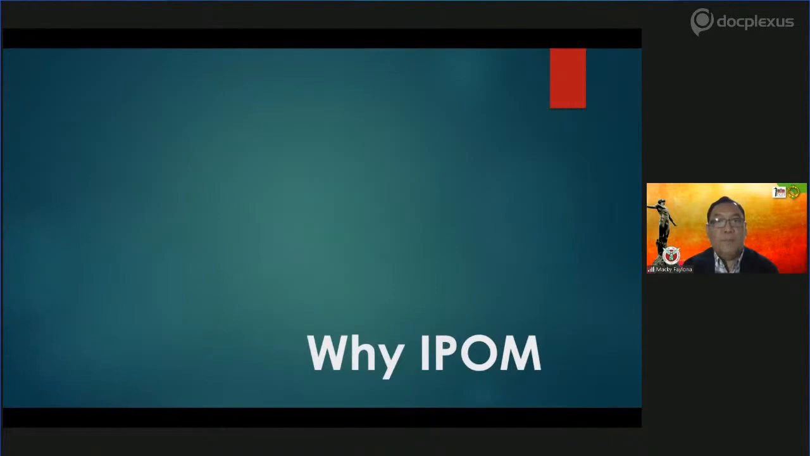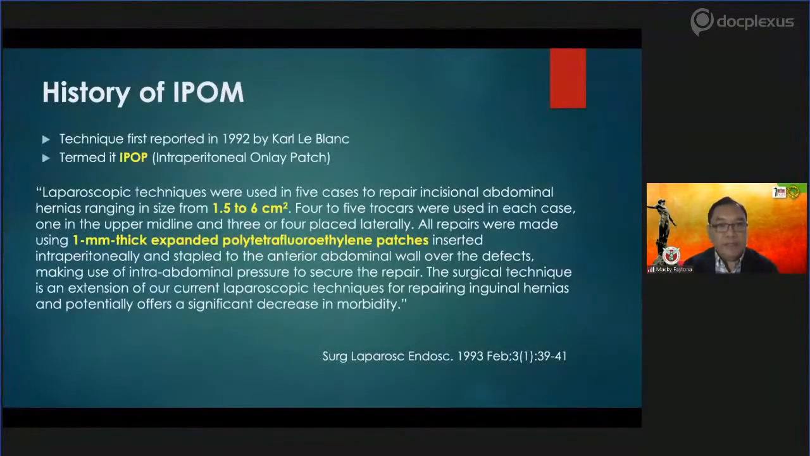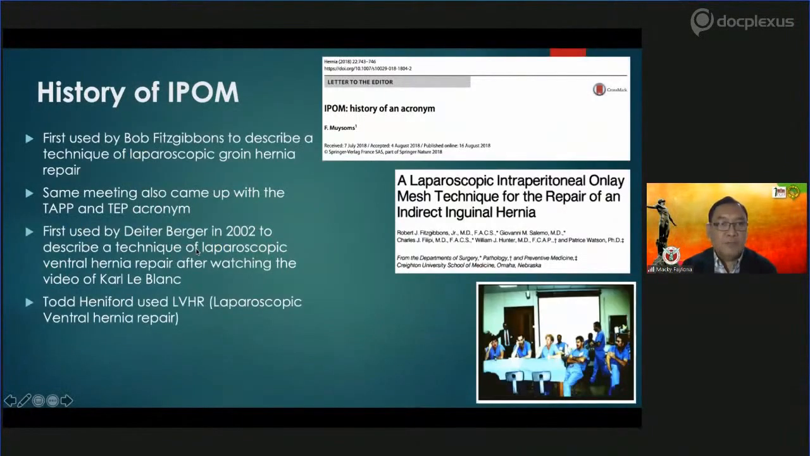So why IPOM? A bit of history. The technique was first reported by Karl LeBlanc in 1992, but he did not term it IPOM. He was actually thinking of the term IPOM, or intraperitoneal onlay patch. He reported it in this publication for 5 cases of medium-sized hernias, 1.5 to 6 centimeters squared, using ePTFE as the prosthetic device.